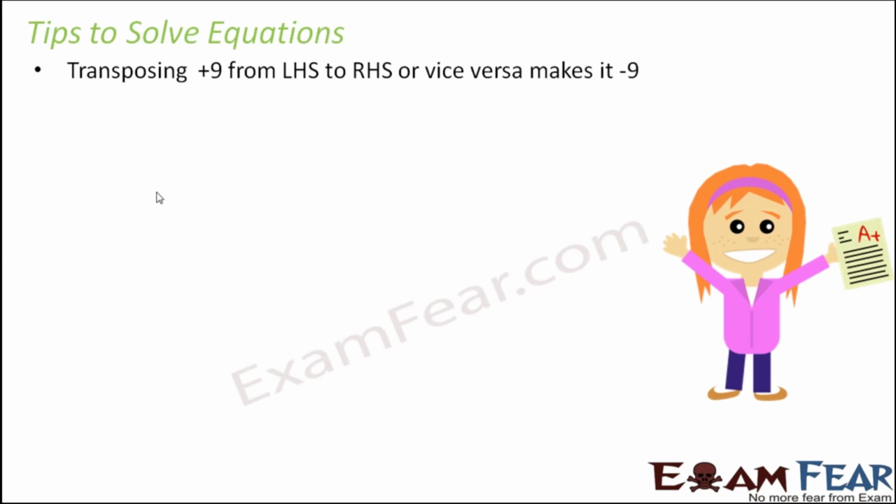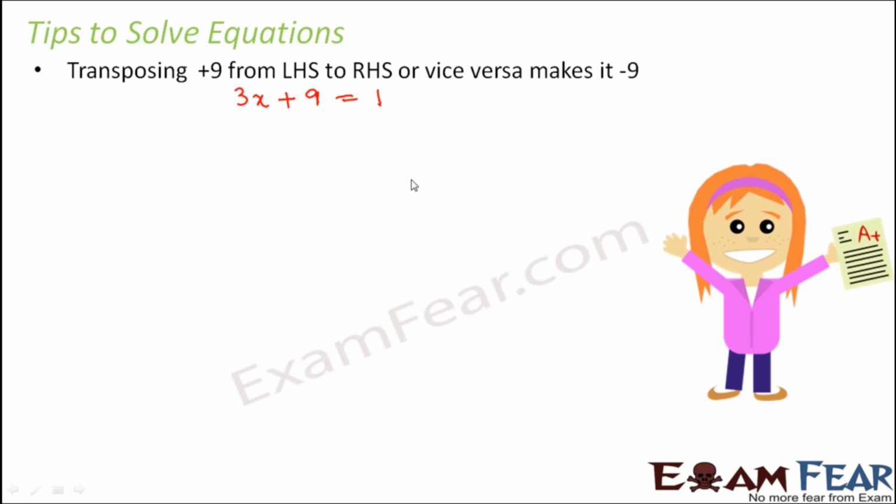Now whenever you transpose plus 9 from left hand side to right hand side or vice versa, it becomes minus 9. So what does that mean? That means something like this. Let's say you have 3x plus 9 is equal to 1. Now, if you want to take a number from left hand side to right hand side or from right hand side to left hand side, that movement is called transposing. That is taking a number, whether it is a constant or a variable, from one side to the other side of the equation is called transposing.